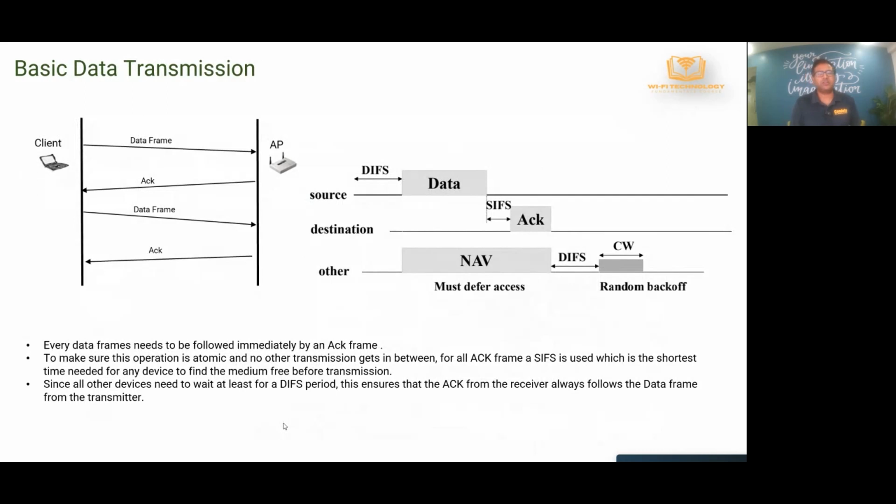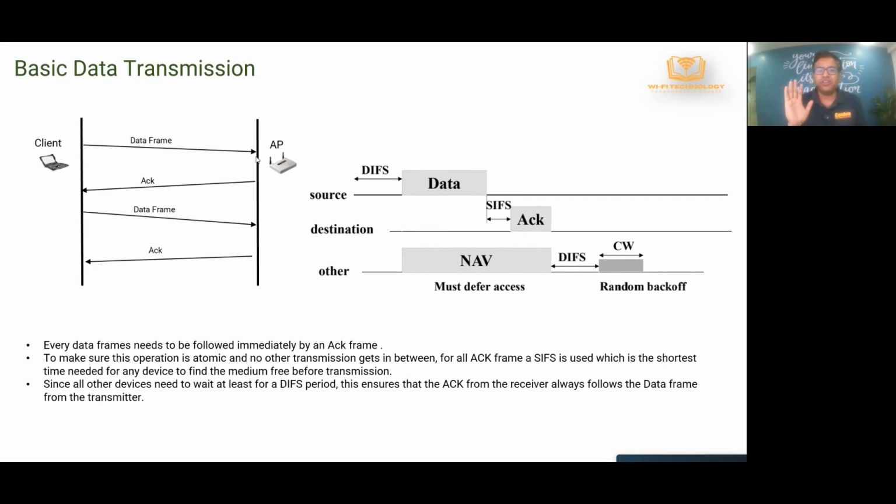Now there is this concept of data transmission. Let's say the client is sending a data frame to the access point, and the access point is sending an acknowledgement. Now there are certain communications within Wi-Fi that need to be continuous, in other words, they have to be atomic. For example, if a transmitter or a client sends a data frame to the access point, after the transmission is completed, the medium is now free. Everyone sees the medium free because the data transmission has completed.